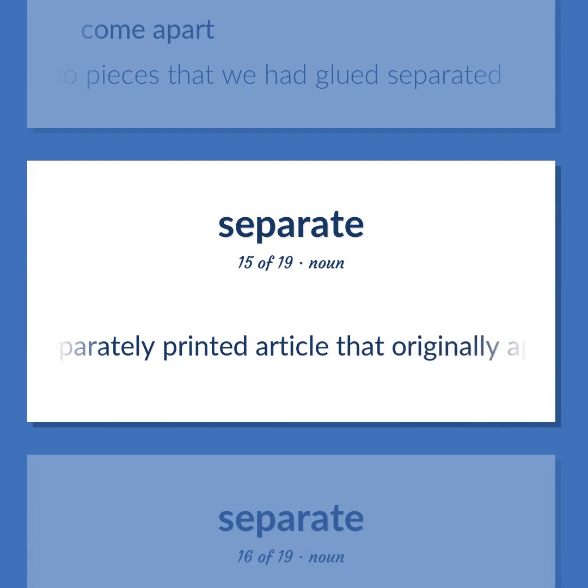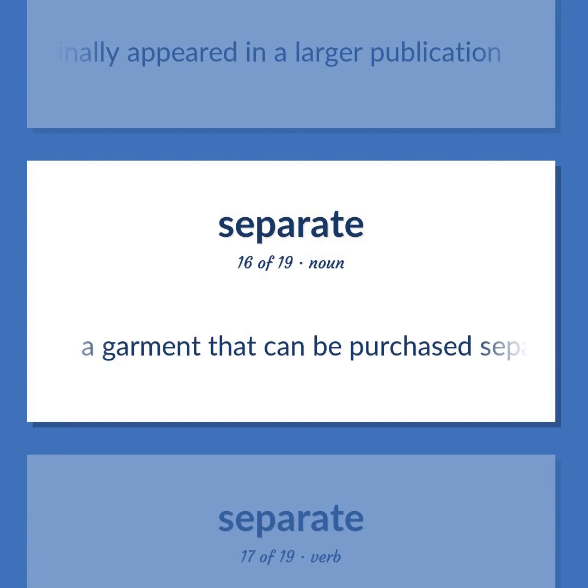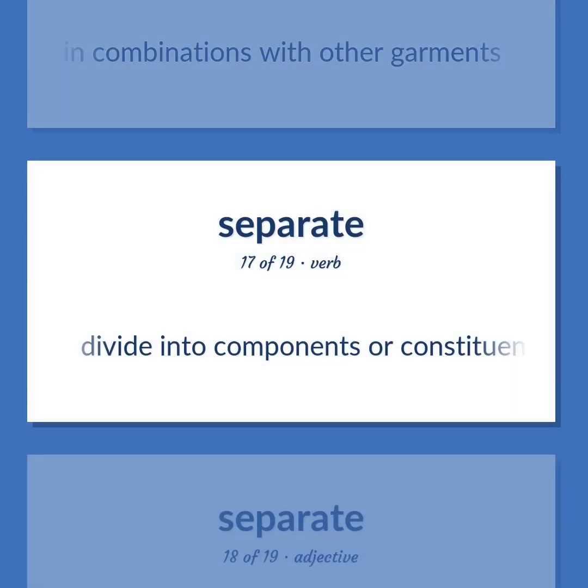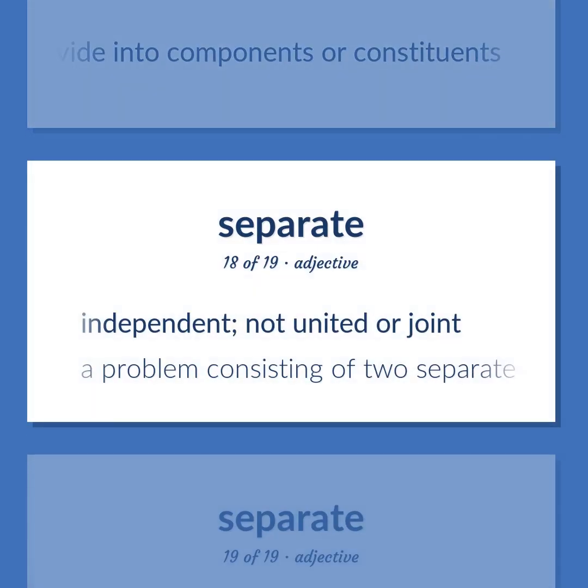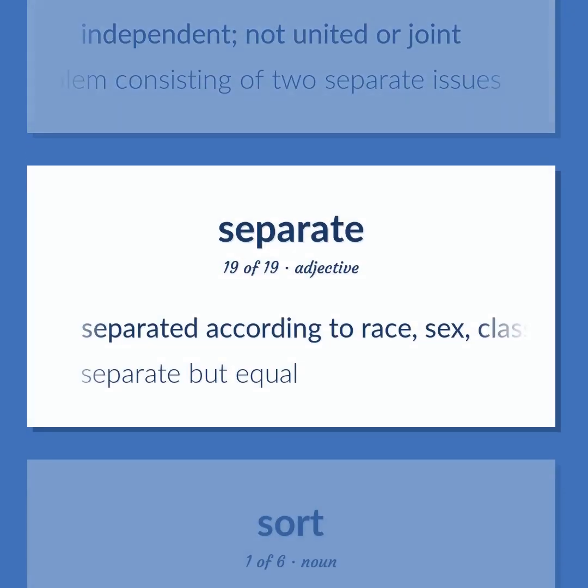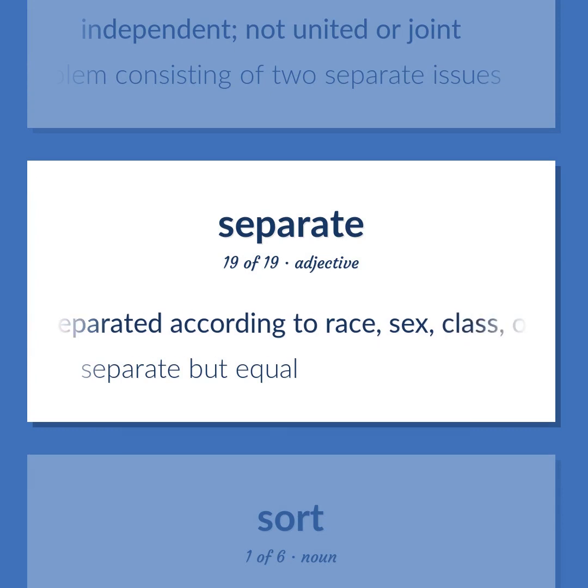A separately printed article that originally appeared in a larger publication. A garment that can be purchased separately and worn in combinations with other garments. Divide into components or constituents. Independent. Not united or joint. A problem consisting of two separate issues. Separated according to race, sex, class, or religion. Separate but equal.